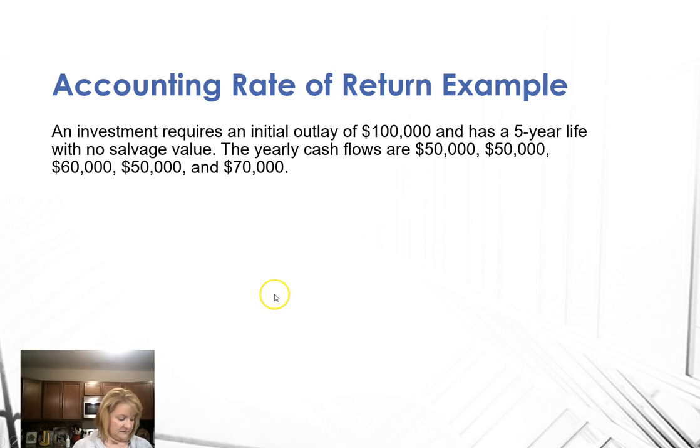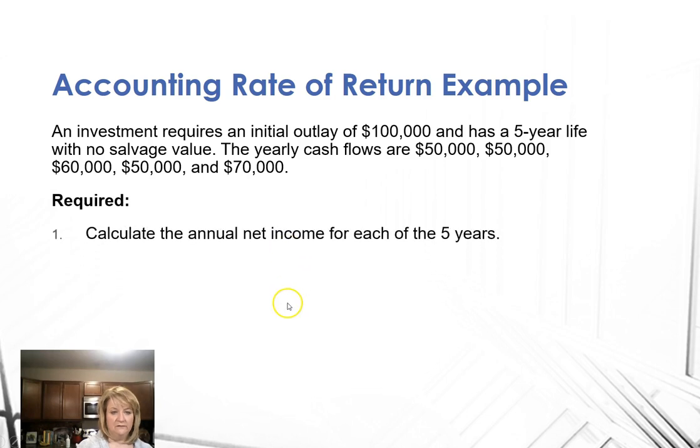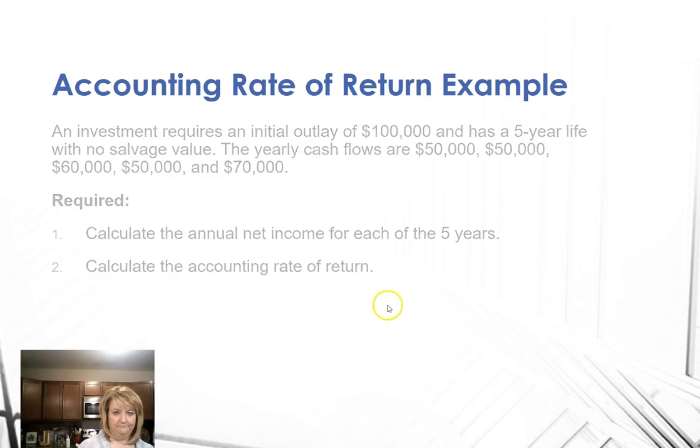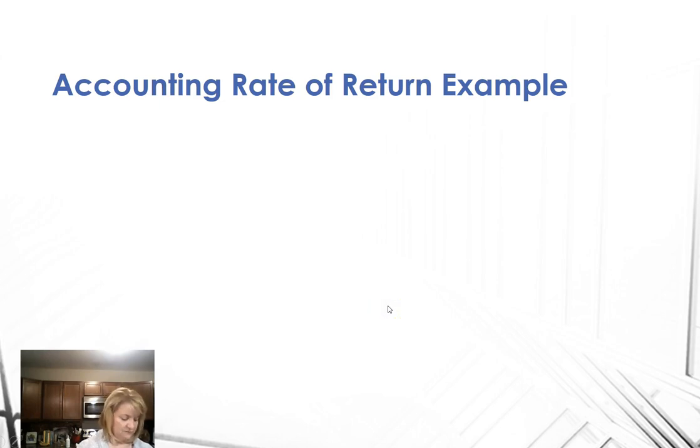So an investment requires an initial outlay of $100,000 and has a 5-year life with no salvage value. The yearly cash flows are $50,000, $50,000, $60,000, $50,000, and $70,000. Calculate the net income for each of the 5 years, and then calculate the accounting rate of return. And here's how we do that.